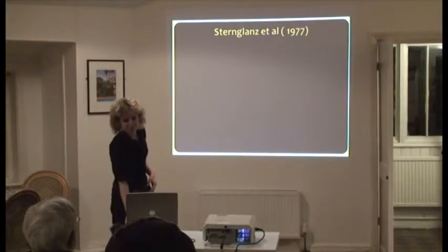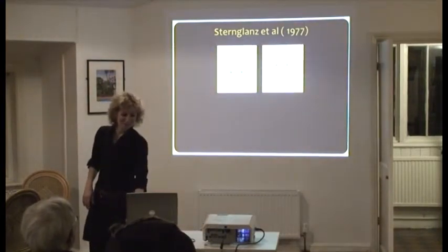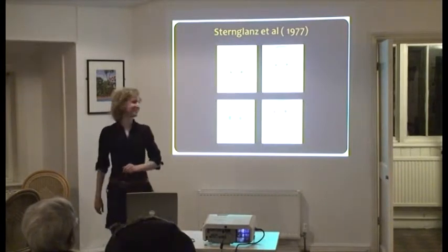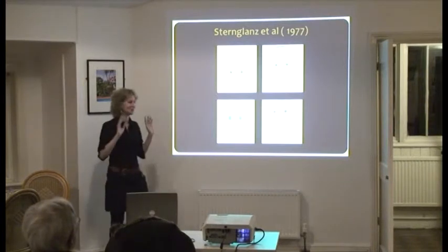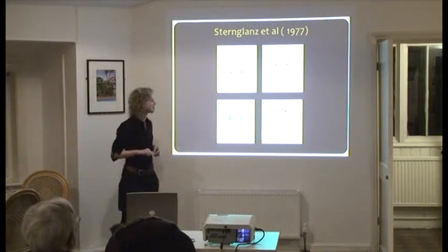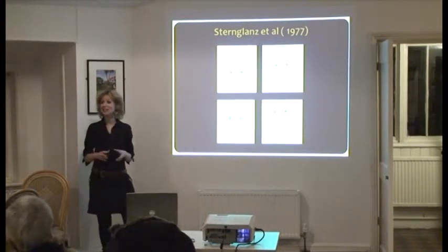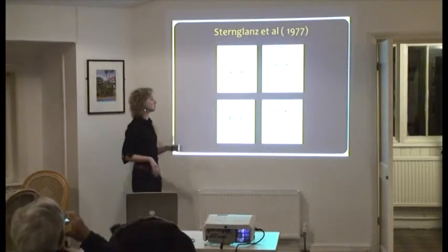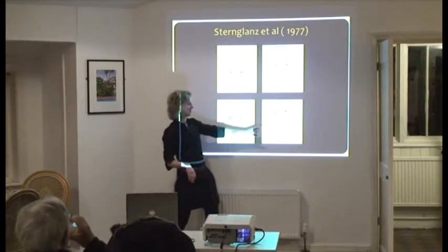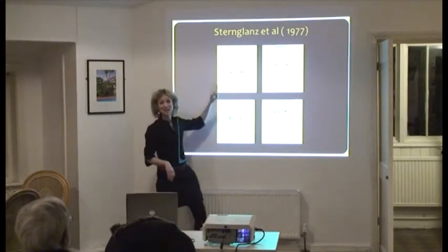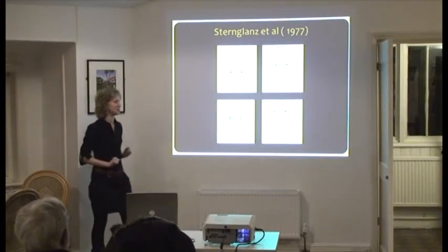Following on from that, Sternglanz and colleagues in 1977 presented participants with some even weirder looking babies. This was the 70s, before digital and Photoshop and all those things. But what they did was systematically vary the size and location of each individual facial feature. As you can see, the eyes are really big here, they're smaller there, they're tiny there. The facial features are high up here, but really low down here. And they presented the participants with a whole array of these very odd-looking pictures.